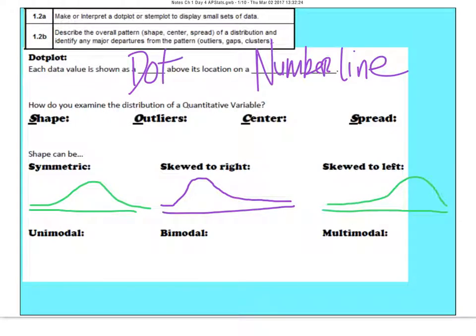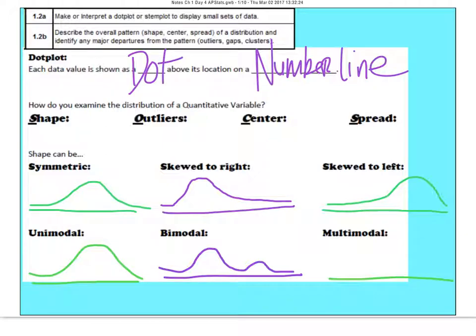Now the shape could also be some type of mode to it. There is unimodal, bimodal, or multimodal. If it's unimodal, you're going to see one hump in the pattern. If it's bimodal, that would mean two. So you might see something like this. That would be considered bimodal. And then multimodal would be more than, obviously, two. So it could look something like that, would be multimodal.